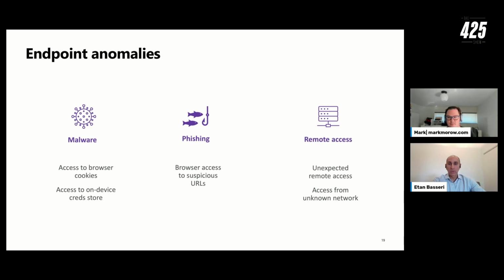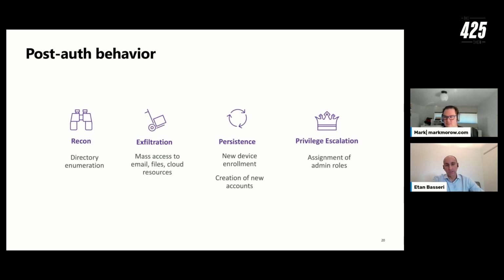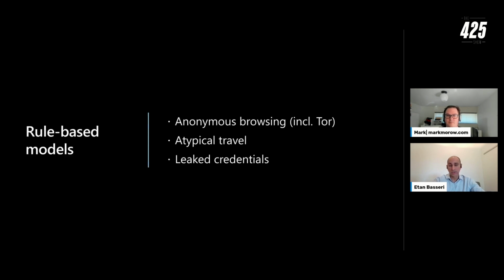Yeah. So looking at malware, phishing, and remote access, these are some of the things we might look for on the endpoint for indicators of token theft. You can dive into this more offline if you want. And then things that happen after authentication, right? If we see reconnaissance, data collection, or indicators of persistence, such as the creation of new accounts, all those things are what we would expect to see once a token is stolen.